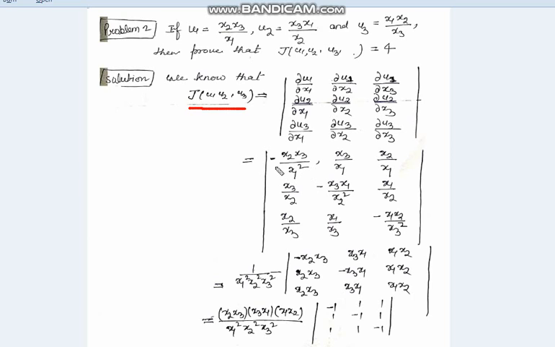Now we will take common 1 upon x1 square from the first row. We get minus x2 x3, x3 x1. We actually multiply numerator and denominator by x1, and similarly here multiply by x1 and x2. We get x1 x2. Similarly, if we take 1 upon x2 square common from the second row, we get these values.